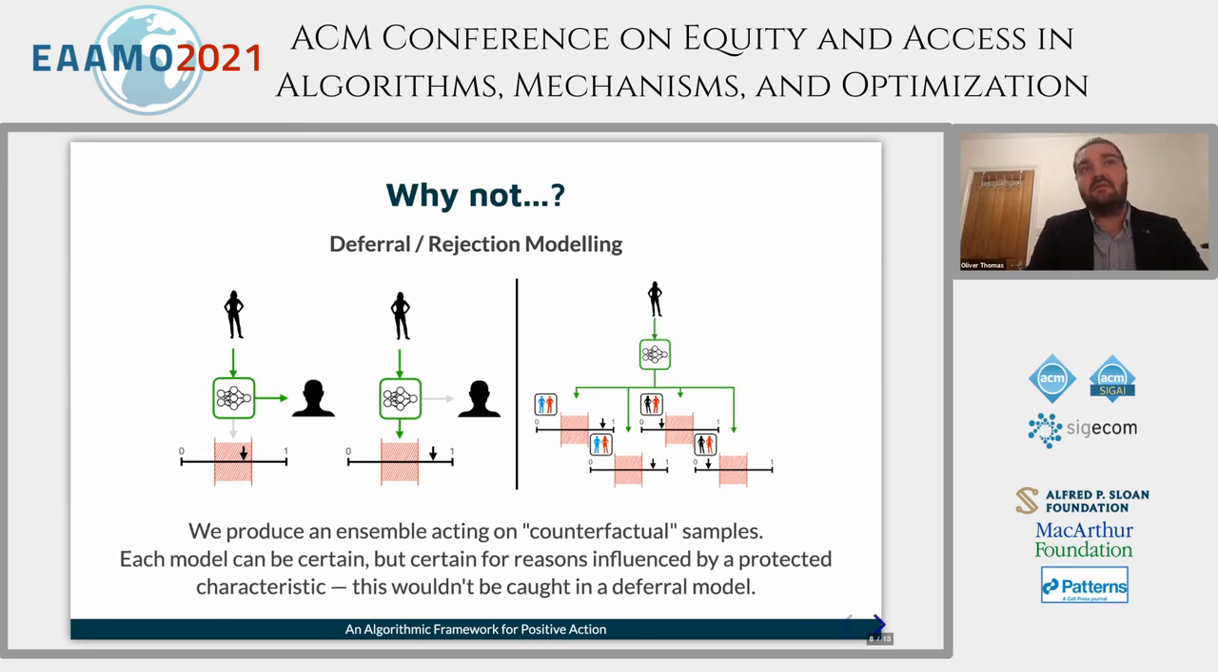However, a model might be completely certain, but for reasons influenced by a protected characteristic. On the right-hand side, I've tried to demonstrate a situation where our counterfactual modeling approach would succeed in identifying uncertainty with respect to a protected characteristic, but a deferral approach wouldn't. Here the model is always entirely certain of the outcome, but for reasons influenced by a protected characteristic.